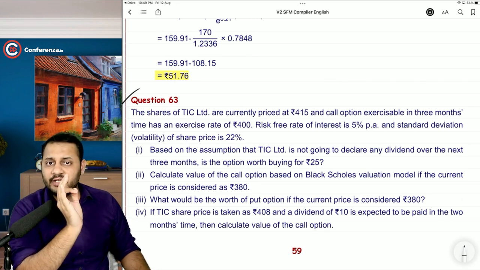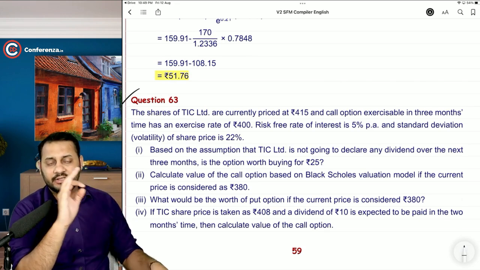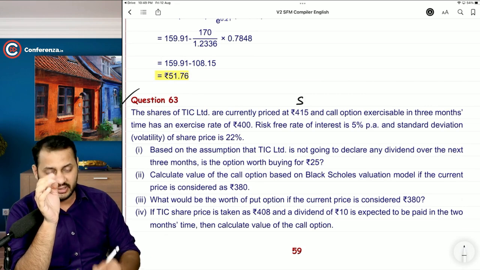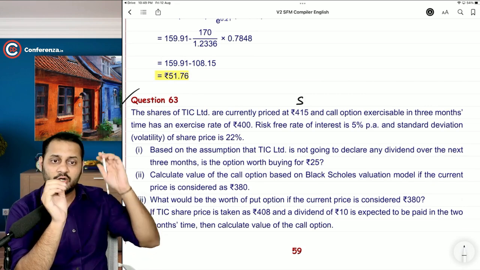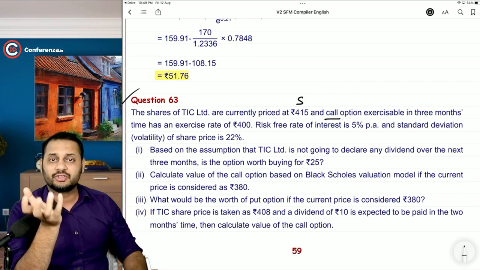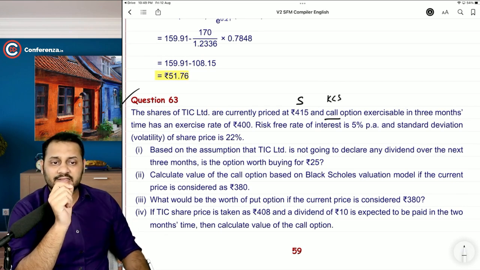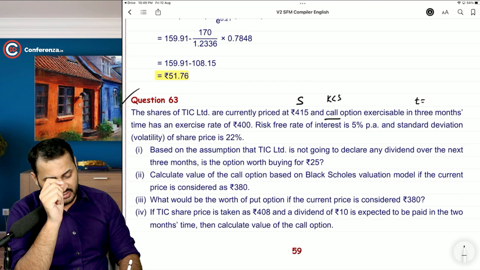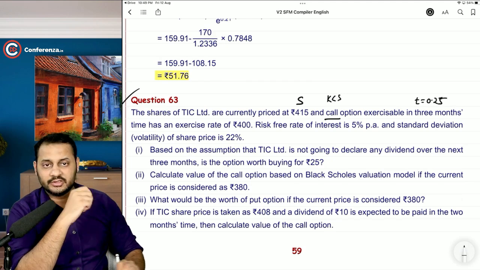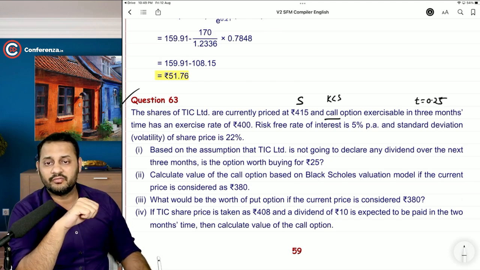The shares of TIC Limited are currently priced at 415. This is the current price, means S. And the call option, the right to buy the stock, will be exercised only when K is less than S. It is exercisable in 3 months time. Time is equal to 0.25 years. Remember this, 3 months means 0.25 years.